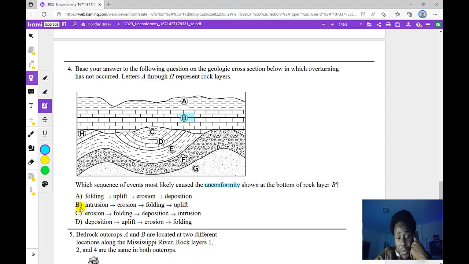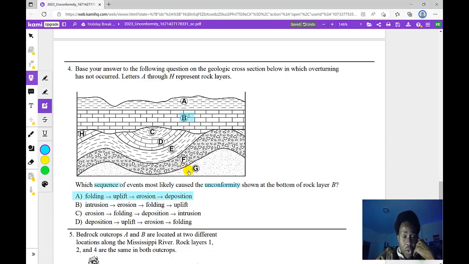Option number B, intrusion, erosion, folding, and uplift. No, intrusion has nothing to do with unconformity. C, erosion, folding, deposition, and intrusion. No, again, intrusion is not part of it. D, deposition, uplift, erosion, and folding. Yeah, it could be, but we are looking for a sequence. We are looking for a sequence, which means something should come first, something second, something third. So we can see here that option A would be a better way to go.